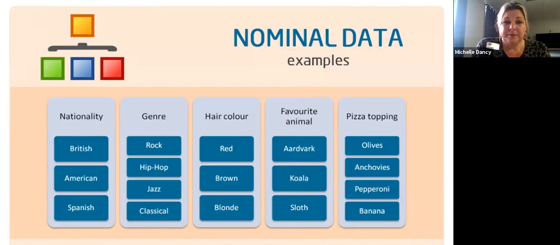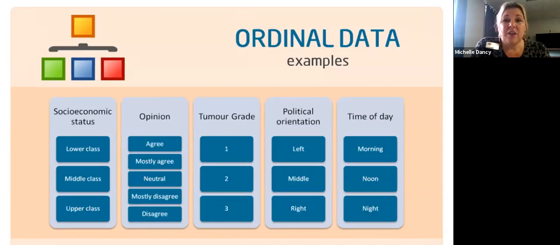Nominal data: your nationality. What genre of music do you like? What's your hair color? What's your favorite animal? What are your favorite pizza toppings? Those are just nominal, right? They're just qualities, they're just characteristics. Then we have ordinal data. So remember, ordinal data can be ranked, but there's no meaningful difference between the rankings.